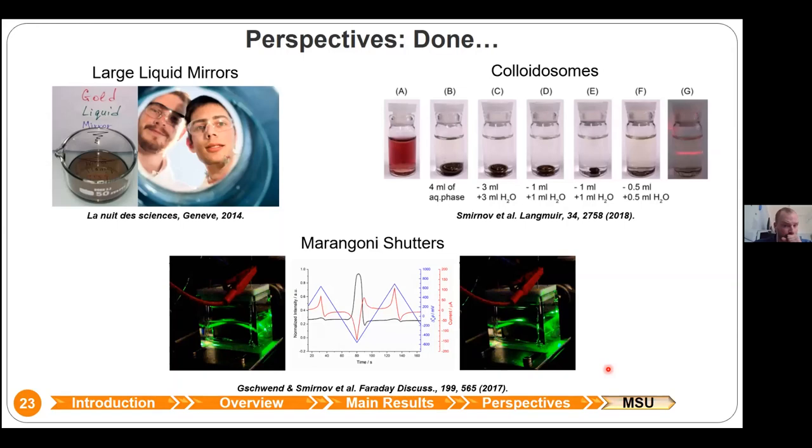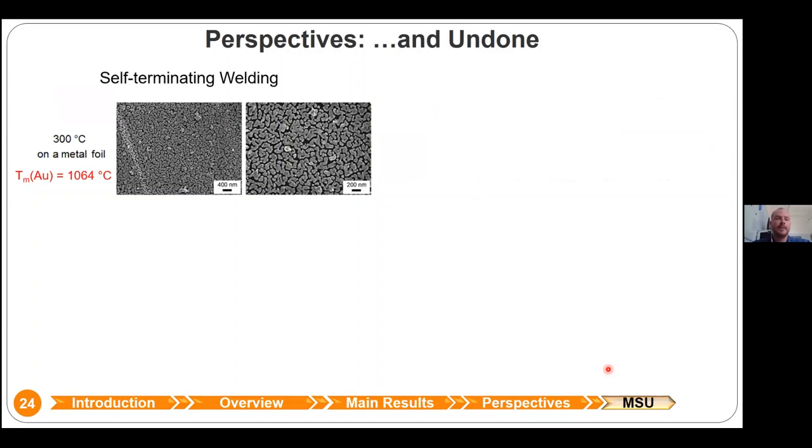What hasn't been done is self-terminating welding, because nanoparticles have a much lower melting temperature, in the case of gold nanoparticles three times lower than the bulk one. So in principle, we can create a film at the liquid-liquid interface and transfer it to any substrate, in this case metal foil, and then just heat it up to 200 or 300 degrees, and then create such a nice texture.